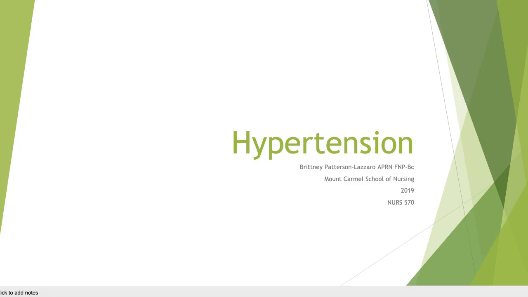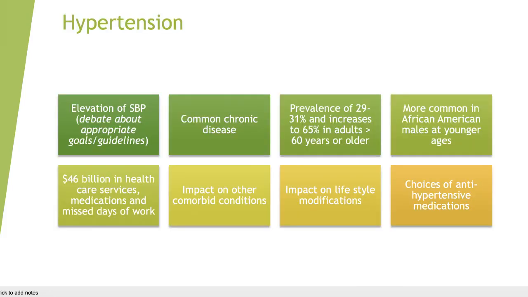We'll first start with hypertension. So hypertension is an elevation of the systolic blood pressure. There's still ongoing debate about appropriate goals and guidelines. We've actually had some new guidelines come out this year. It's a very common chronic disease. You're going to see this quite frequently within your practice.